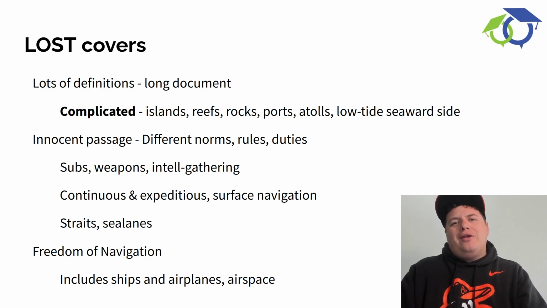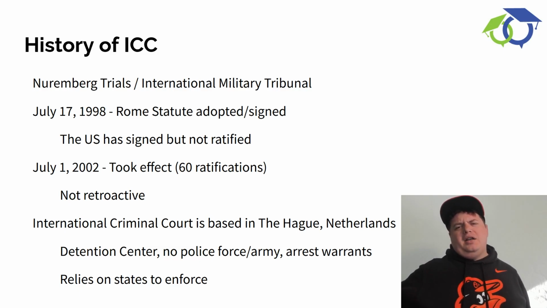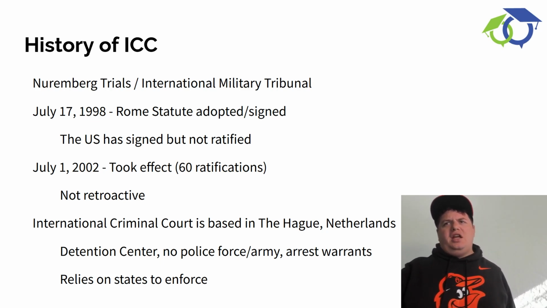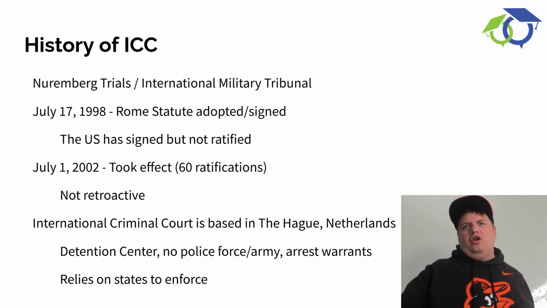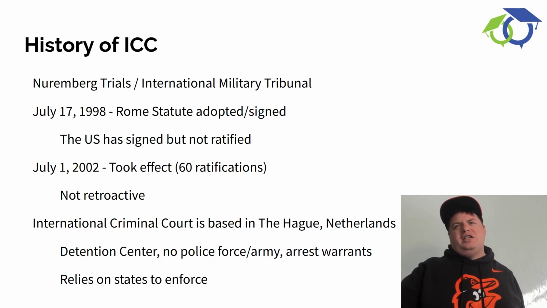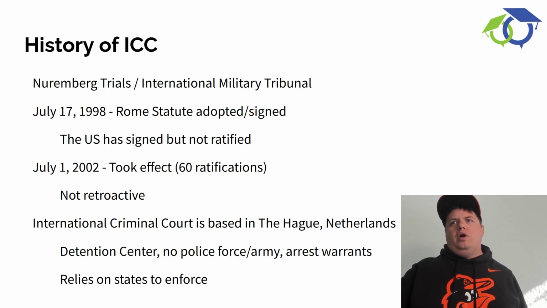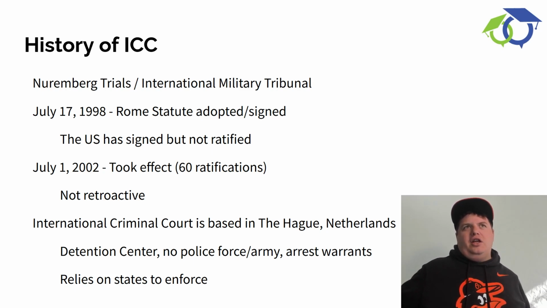Now I want to move on and talk about the ICC. The history behind the International Criminal Court is much briefer than the Law of the Sea. The basic idea behind the International Criminal Court is very similar to the Nuremberg trials, where the United States, Great Britain, France, and the Soviet Union, the Allied powers, came together to form an international military tribunal. And between 1945 and 1946, different leaders from Nazi Germany stood trial for crimes, whether it be war crimes, crimes against humanity, etc. So that's the basic idea behind the International Criminal Court.